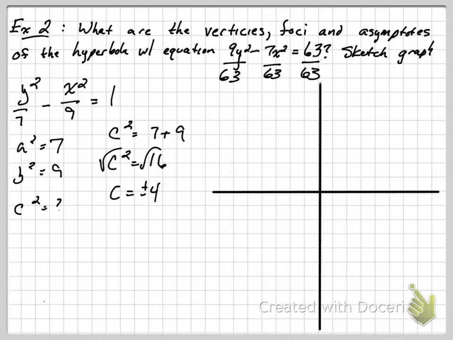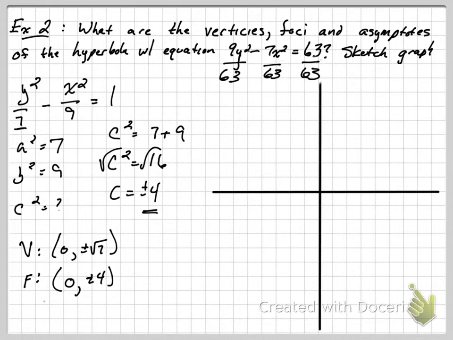So that's where my foci are, plus or minus 4 in this case. So my vertices, again, it's under the y, so my vertices are 0, plus or minus radical 7. And my foci, we just found, are plus or minus 4, on the same axis as the vertices, so 0, plus or minus 4. Or my foci, I'm sorry.